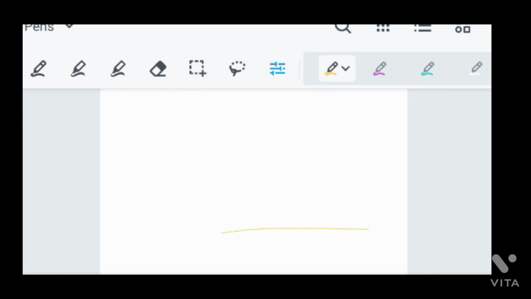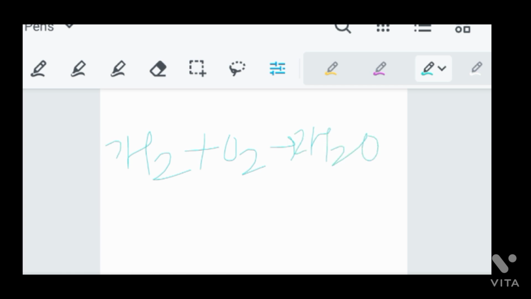So the final equation will look like 2H2 plus O2 gives you 2H2O, two water molecules. So when we got this equation, which is H2 plus O2 gives H2O, it's also balanced.